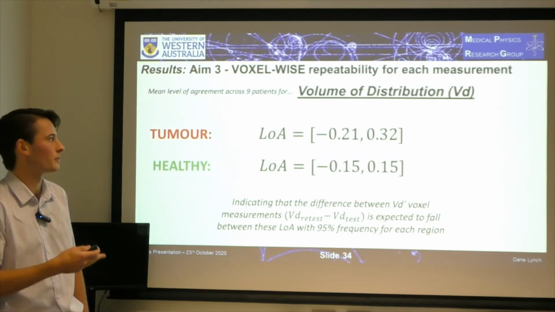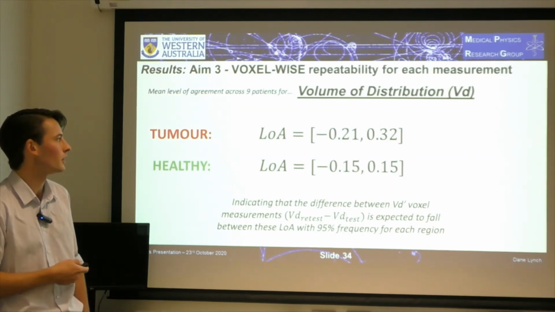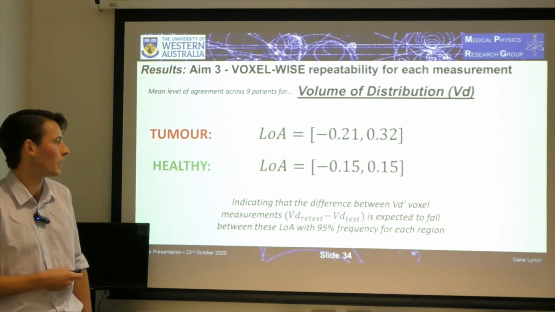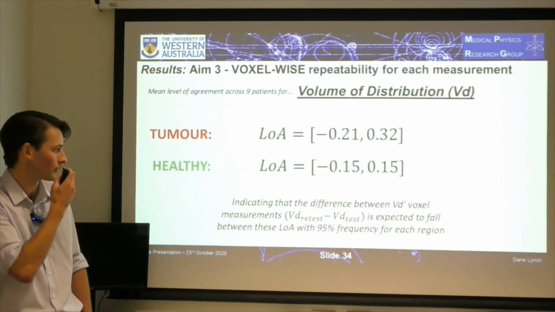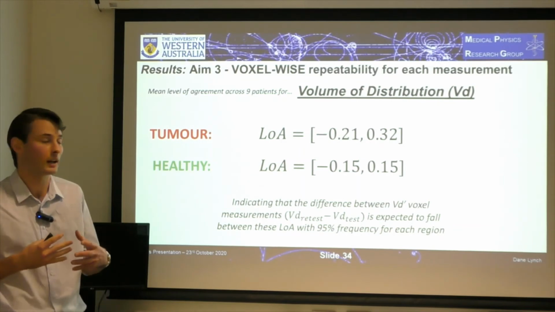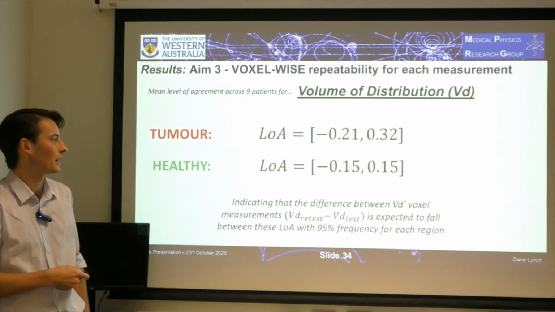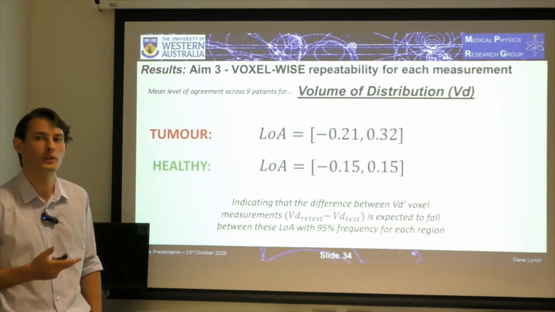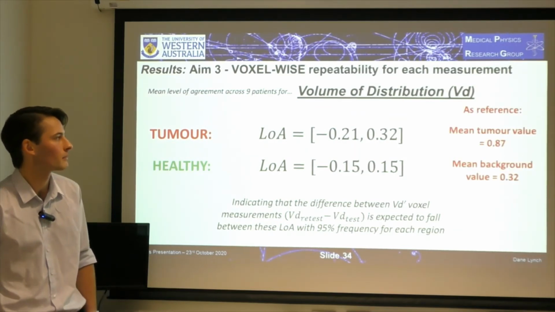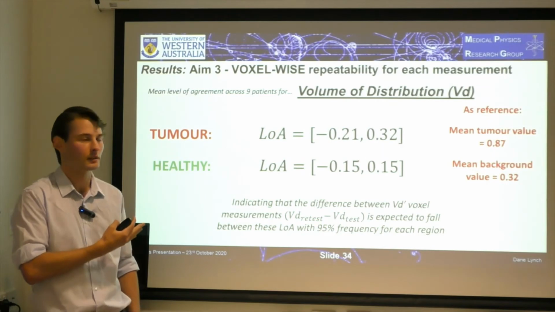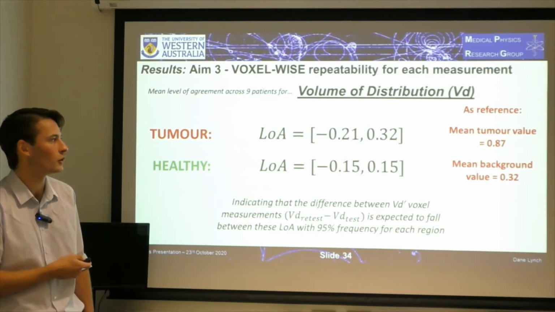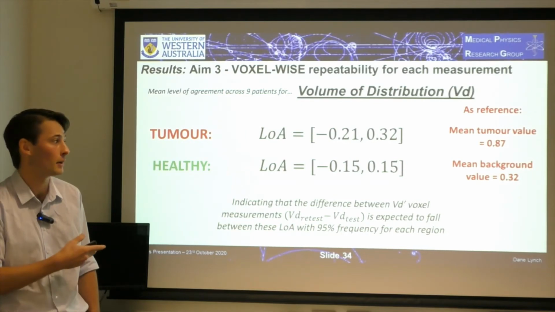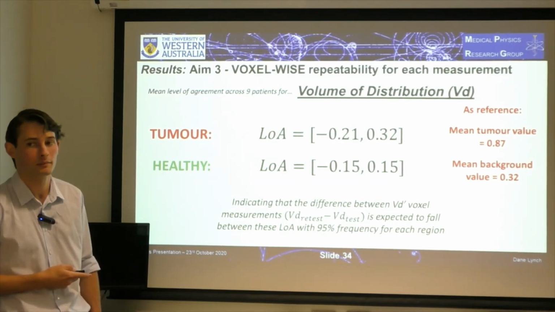This is the voxel-wise repeatability for volume of distribution. Again, we see similar behaviour where the healthy volume of interest has a lot narrower level of agreement. Again, we expect the differences between test and retest to fall between these values with 95% frequency. To give you an idea what these numbers mean, the mean tumour value was 0.9 and the mean background value was 0.3.